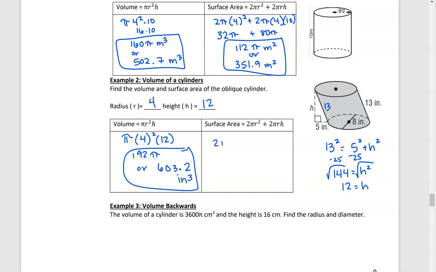For surface area, 2 pi times 4 squared plus 2 pi times 4 times 12. And so 16 times 2, right here, 32 pi, plus 4 times 12 times 2, 96 pi. So 96 plus 32, 128 pi, or that would be multiplying to get 402.1, and that would be inches squared.